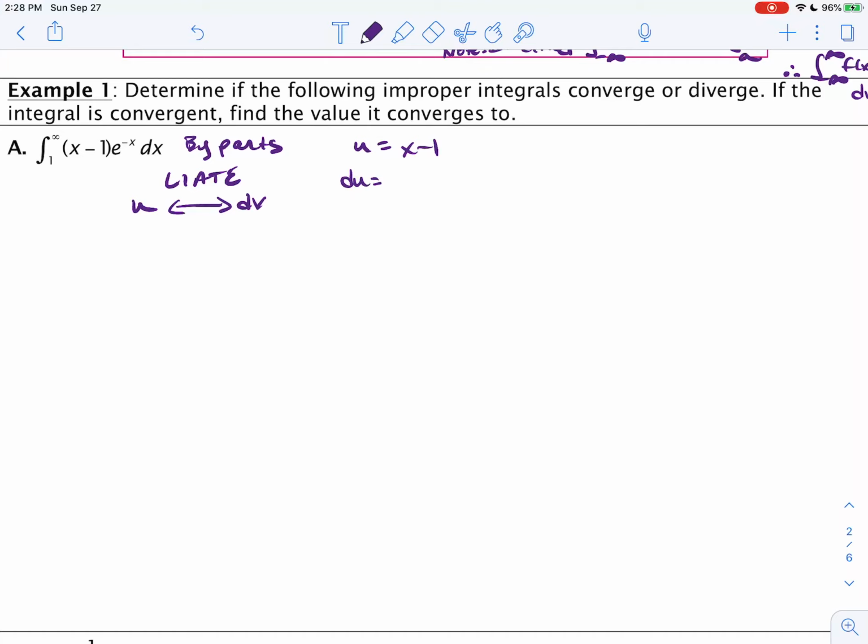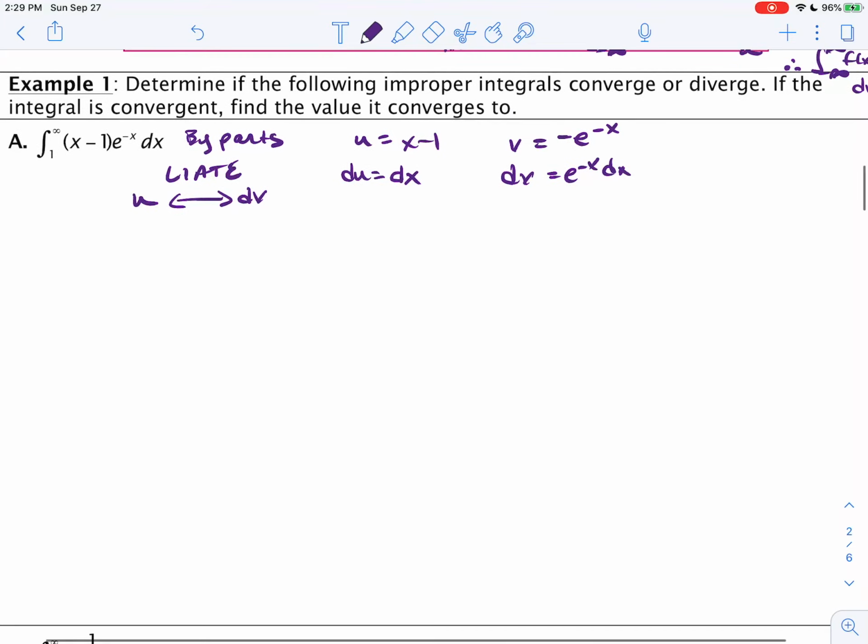Since x minus 1 is algebraic and it's closer to the u, I'm going to let u equal x minus 1. And I know that du here is the derivative of x minus 1, which is 1 times dx, so I'm just going to say du is just dx. And dv, since the exponential e to the minus x is closer to the dv part, I'm going to let dv equal e to the minus x dx. And with a simple u substitution, we're going to end up with v equal to minus e to the minus x.